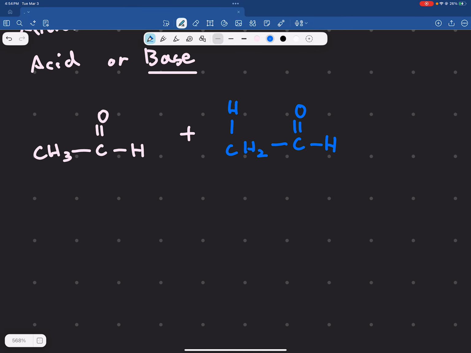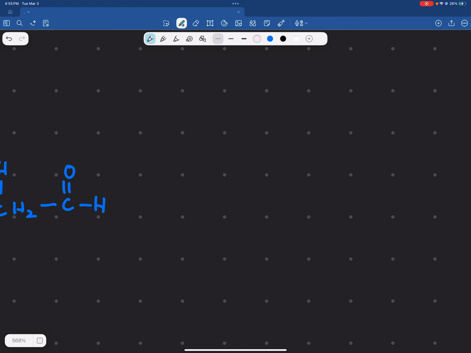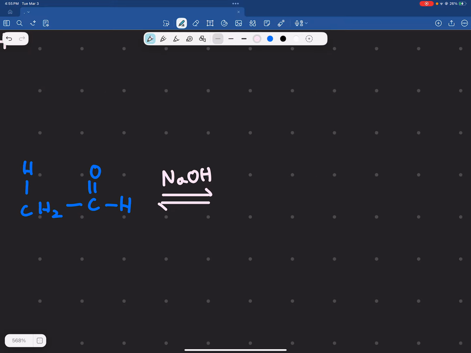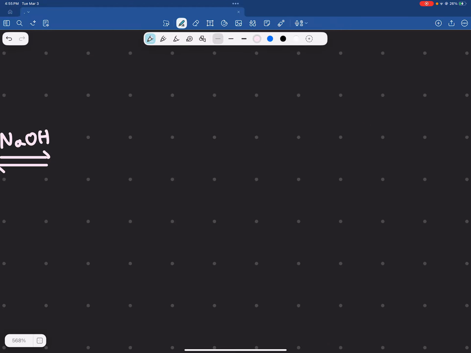So these two are both acetaldehyde, and they're going to undergo an Aldol reaction catalyzed by NaOH, a base, and the resulting product will be something that looks like this.